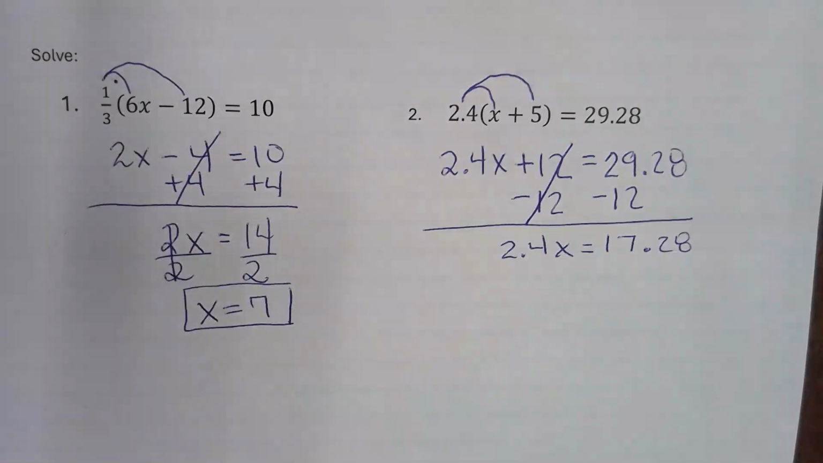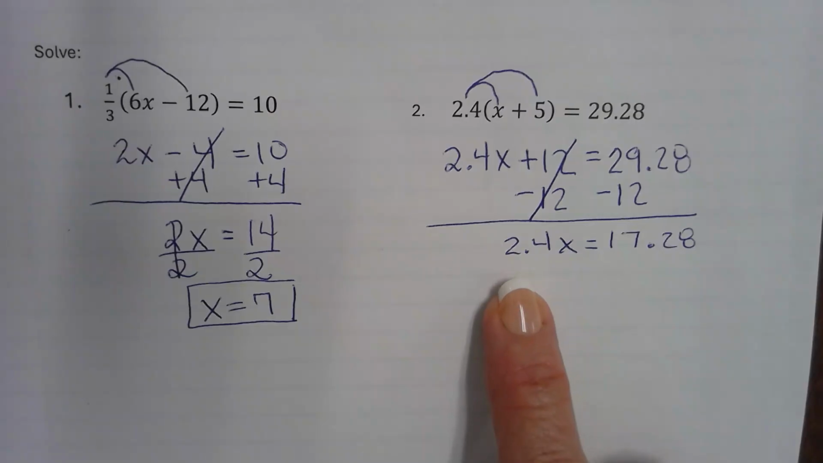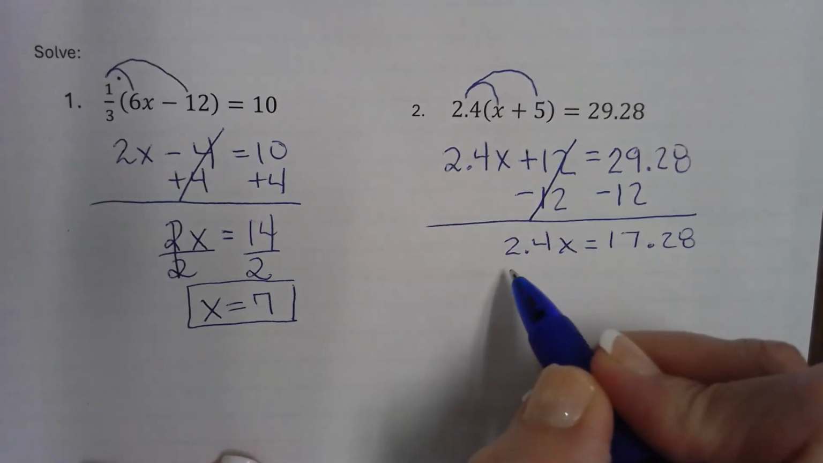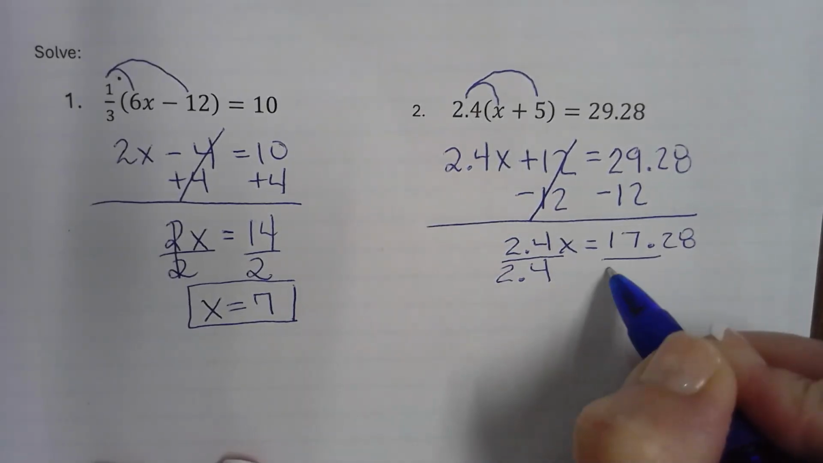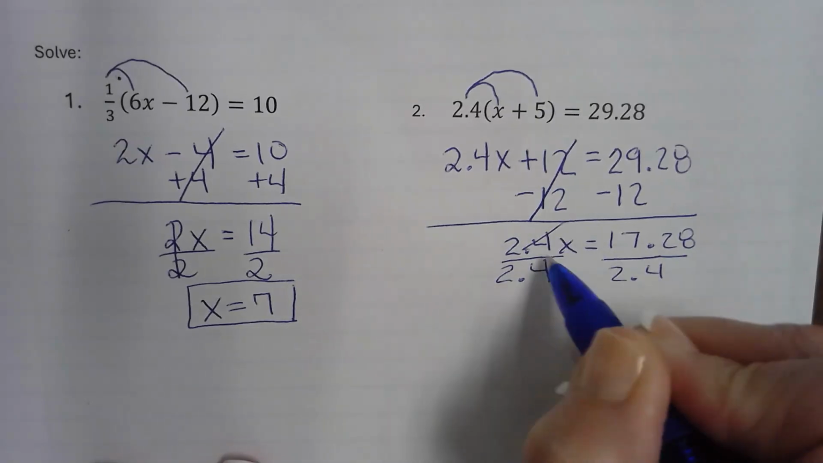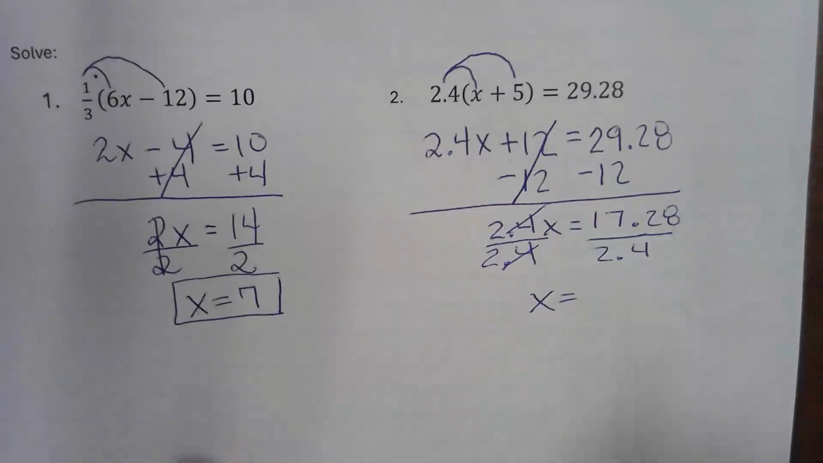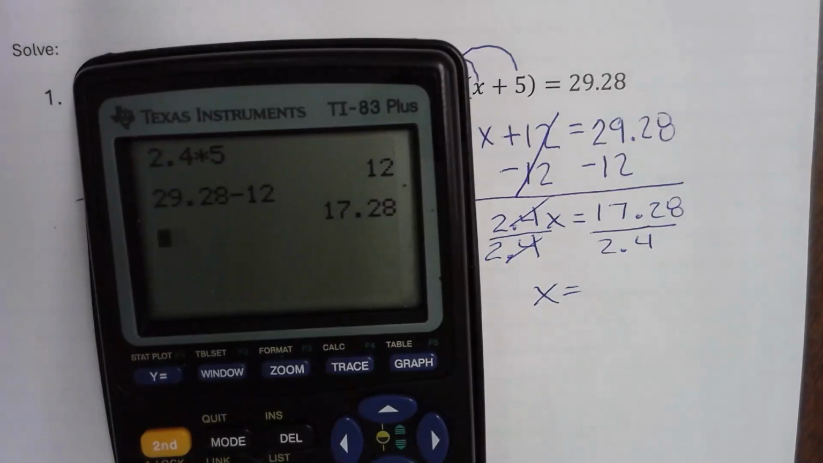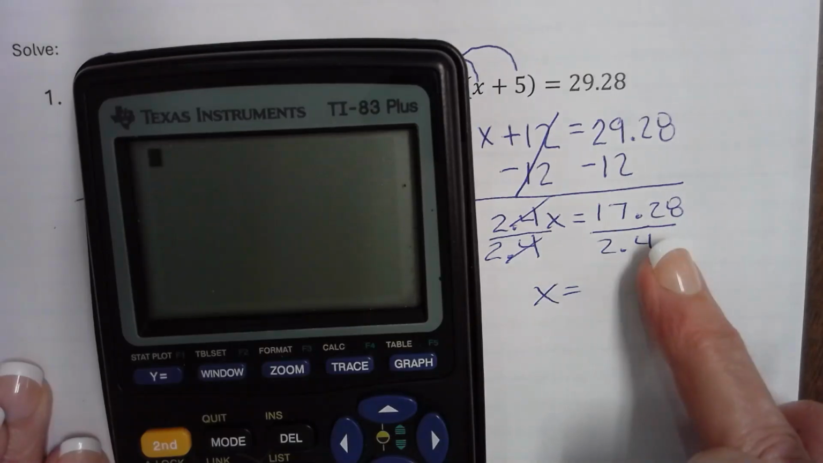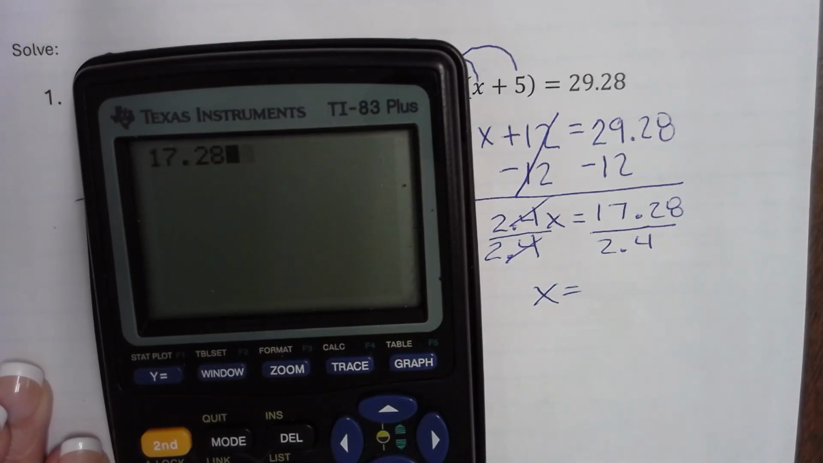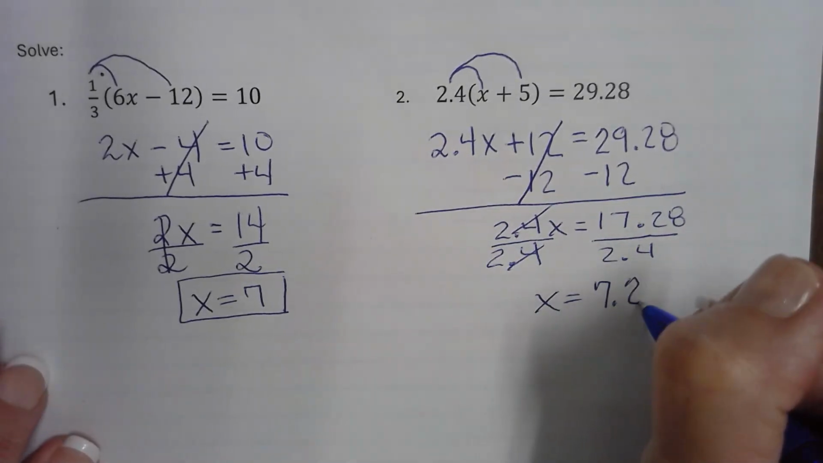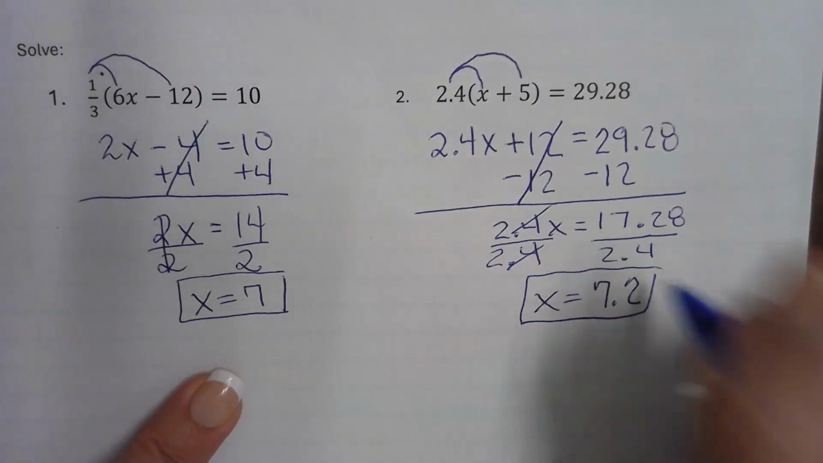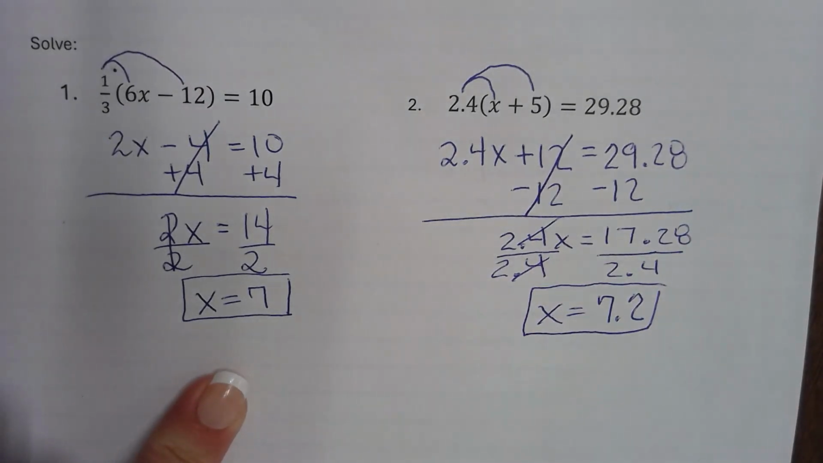Okay? And now I've got one last step to get x by itself, Liam. What do I do? Divide both sides by 2.4. Good job. And this is really ugly, but we're not going to be afraid because we've got calculators. So we're going to do 17.28 divided by 2.4. The answer is 7.2. How many people got that? Love it. How many people got the right answer of 7.2? Like you got it. Okay.